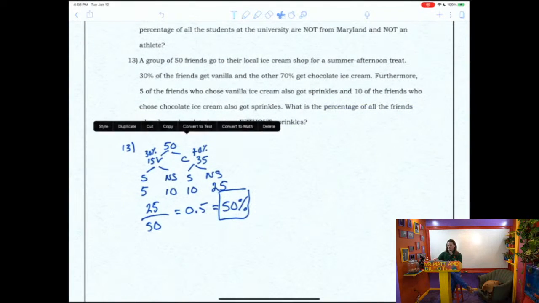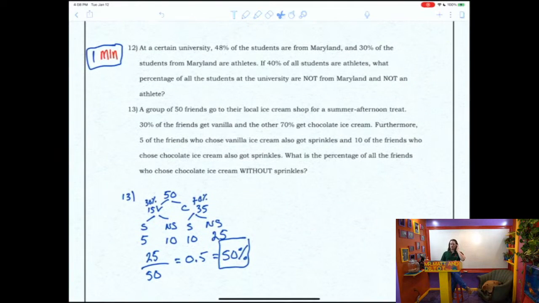So for 13, we have a group of 50 friends go to their local ice cream shop for a summer afternoon treat. 30% get vanilla and 70% get chocolate. So I'm going to split the 50 into one branch of the tree that represents the vanilla ice cream and the other branch into chocolate. So 30% of 50 is 15. 70% of 50 is 35.